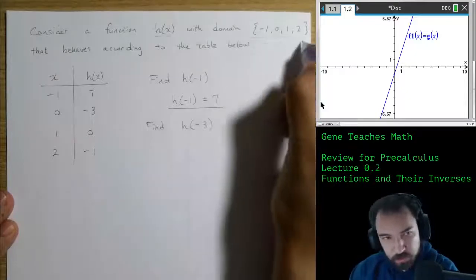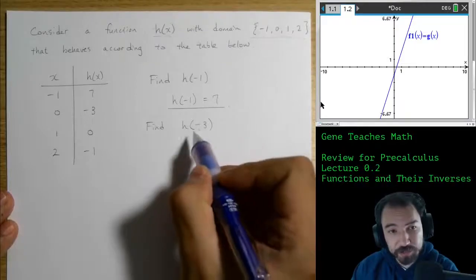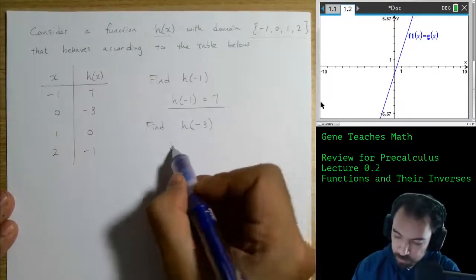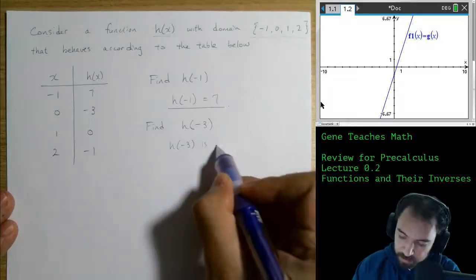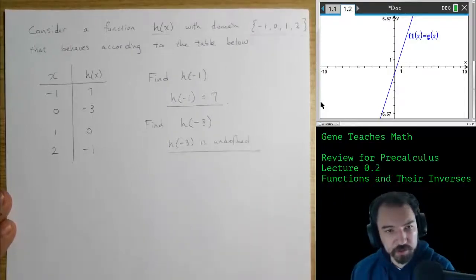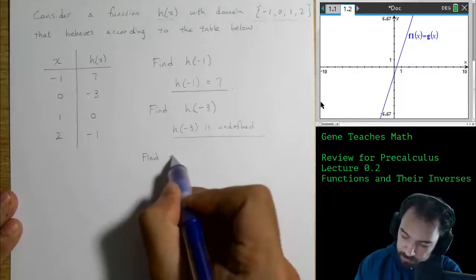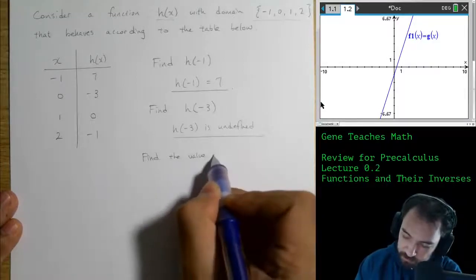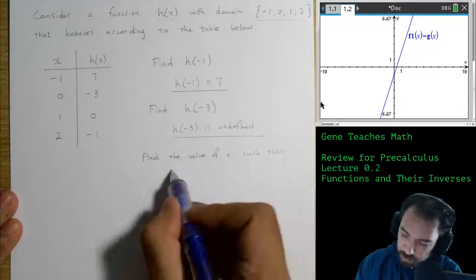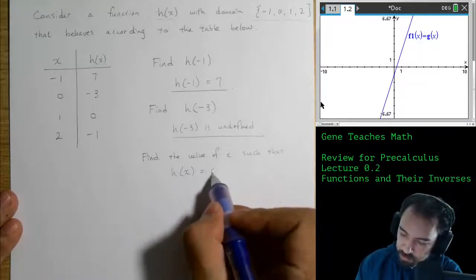Well, we know the domain does not include the value negative 3, which means negative 3 is not a valid input for this function h, so we cannot get an output. We would say, oh, h of negative 3 is undefined. Okay, so far everything is consistent. Now, what if I then ask the question, find the value of x such that h of x equals 0.